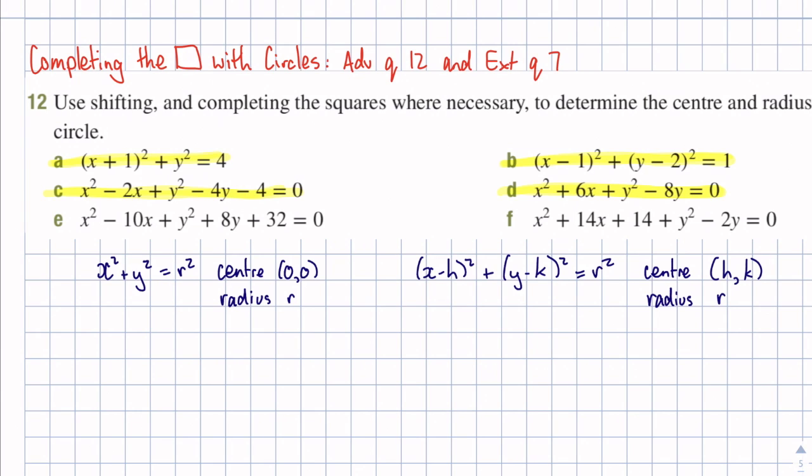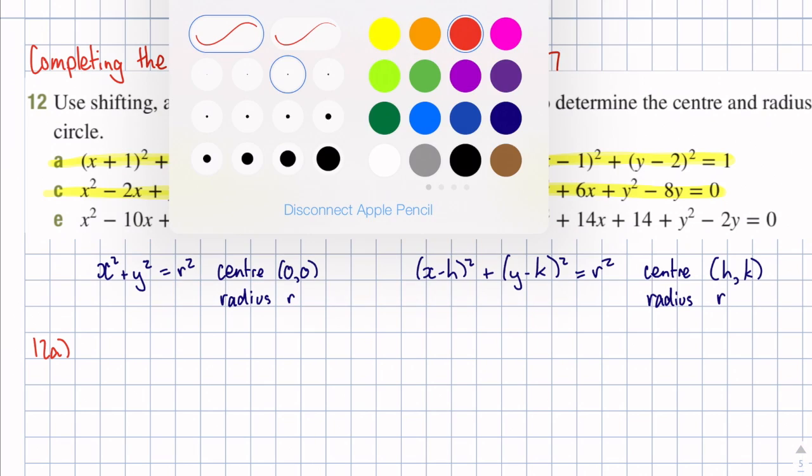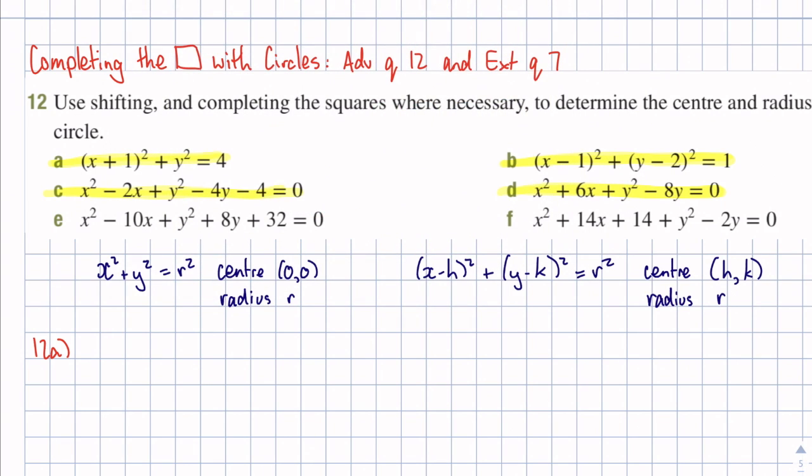Now with 12a, it's fairly easy to see that h equals -1, k equals 0, and r is root 4, which is 2. So the center is -1, 0, and the radius is 2. We don't have to draw them for this.